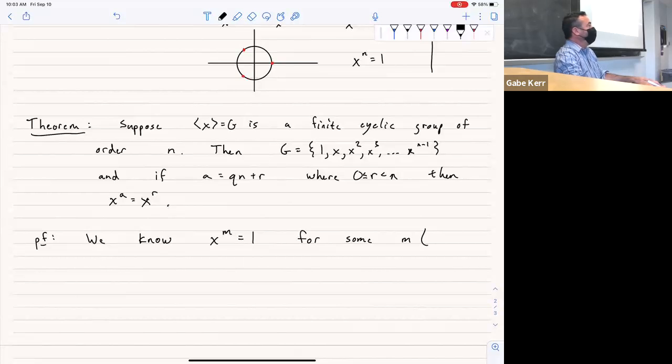What if I went x squared, x cubed, x to the 4th, x squared, x cubed, x to the 4th? What if it started looping in some weird way? Why can't it do that? Why not? Who says it?